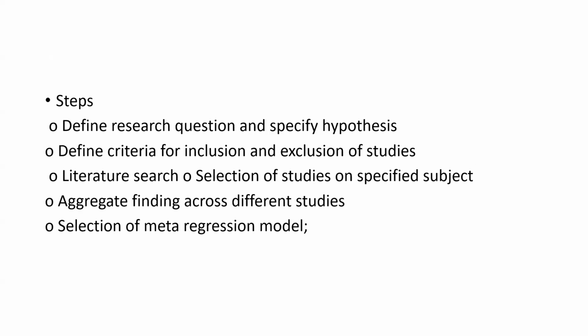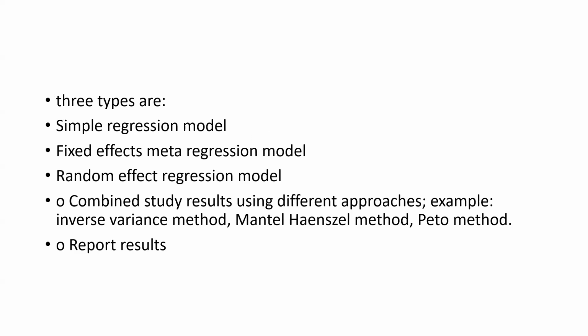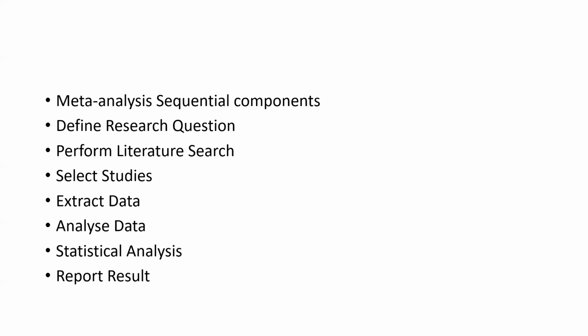Now, the steps in the meta-analysis: define research question and specify a hypothesis, define criteria for inclusion and exclusion of studies, literature search, selection of studies on specific subject, aggregate findings across the different studies, selection of meta-regression model. Then three types are simple regression model, fixed effect meta-regression model, random effect regression model. Combine study results using different approaches, for example, inverse variance method, Mantel-Haenszel method, and Peto method, and then report results.